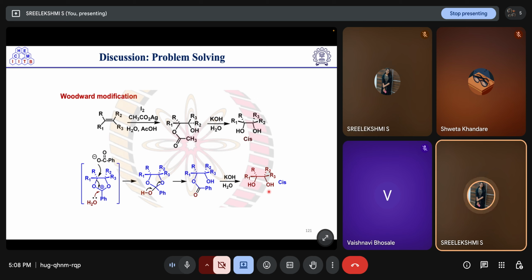So both are the same reactions. Alkenes can be converted into diols. In one case, if water is absent, with only the silver salt and iodine, followed by hydrolysis, we will be getting trans diol. But if water is there in the reaction medium, instead of the second benzoate attack, a water molecule will be attacking and we will be getting the cis diol, which is known as the Woodward modification of Prevost reaction.